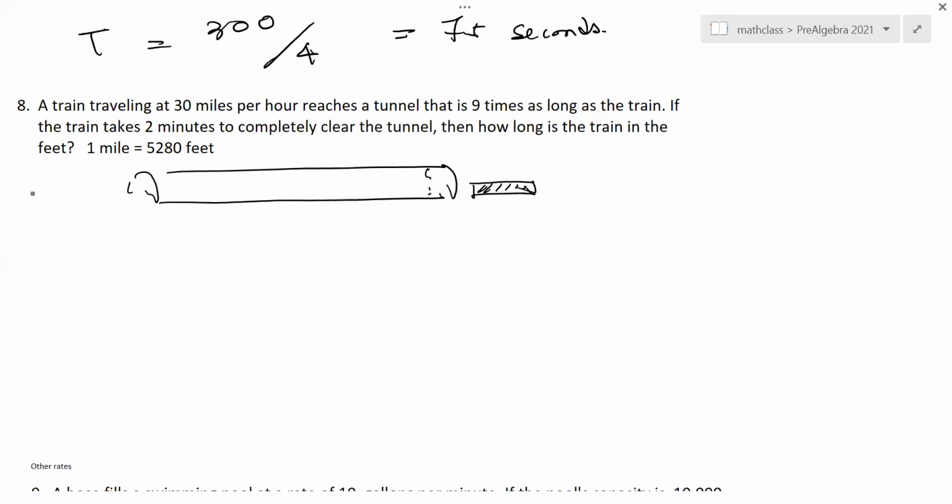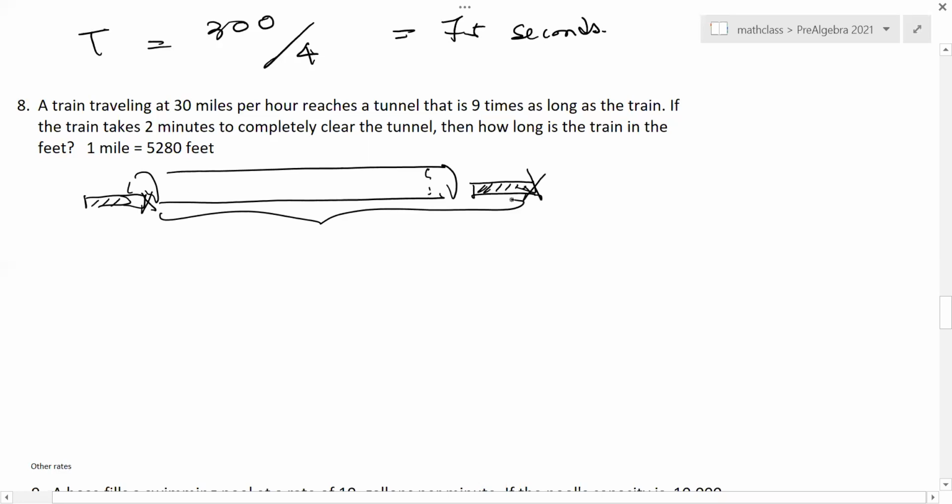So to clean it, the train will be here. That means the train will travel this distance from here to here. That is the distance the train has to travel. The question is, you have to figure out the distance it travels in 2 minutes.